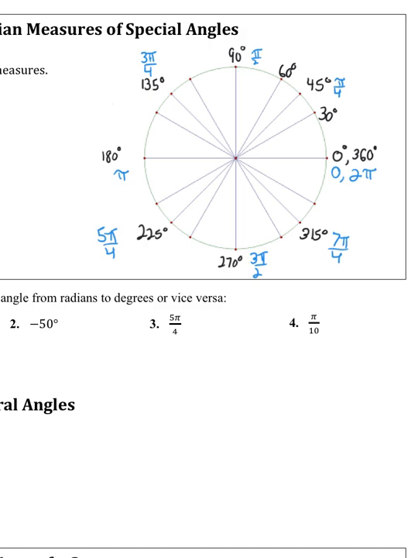So if I were to count by 30s: 30, 60, 90, 120, 150, 180, 210, 240, 270, 300, 330. That takes care of my 30s and my 60s. Now, if I were thinking about the pi here, the radian measures, and I want to say 180 degrees is 1 pi, what's 60 degrees going to be then? How much of 180 is 60?